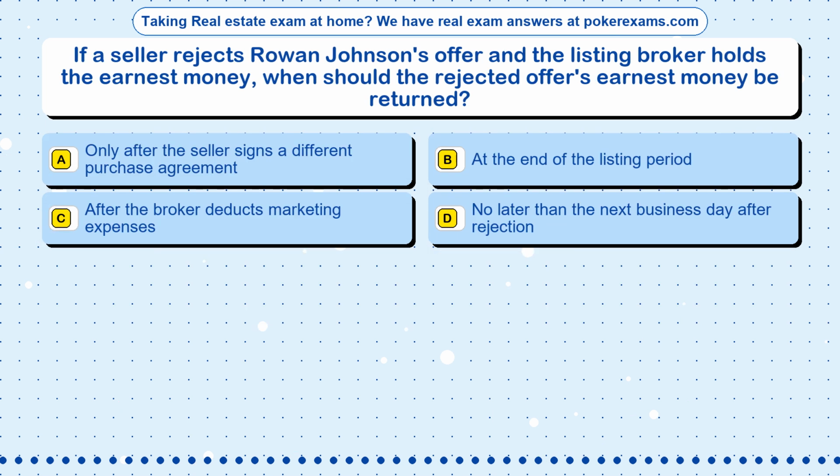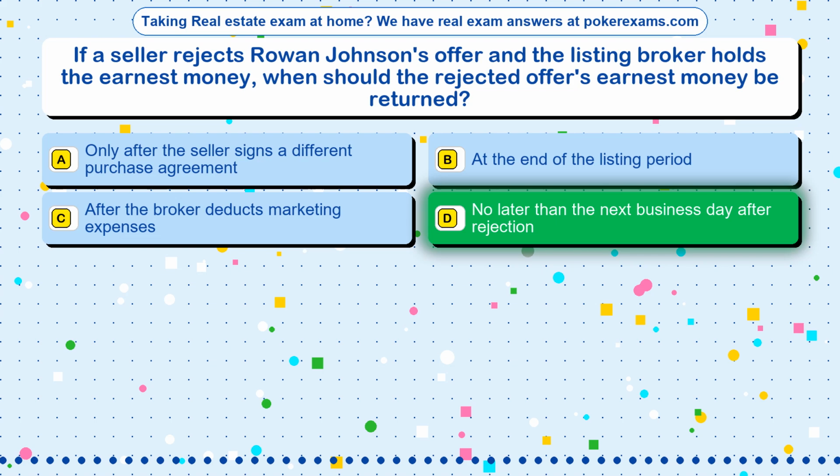Question 36. If a seller rejects Rowan Johnson's offer and the listing broker holds the earnest money, when should the rejected offer's earnest money be returned? Option A. Only after the seller signs a different purchase agreement. Option B. At the end of the listing period. Option C. After the broker deducts marketing expenses. Option D. No later than the next business day after rejection.